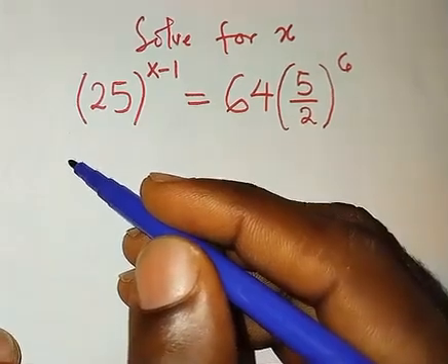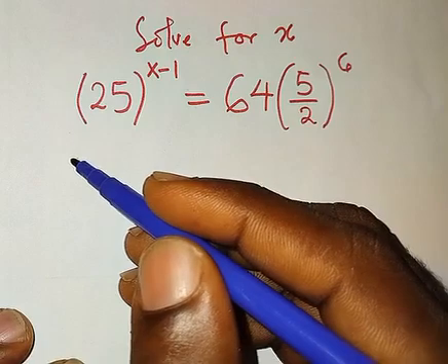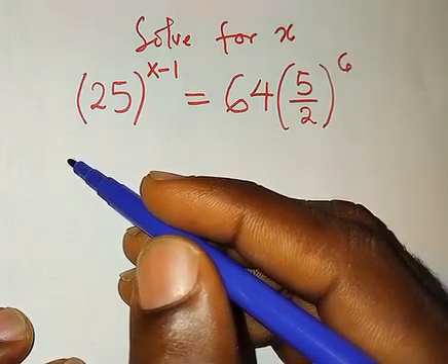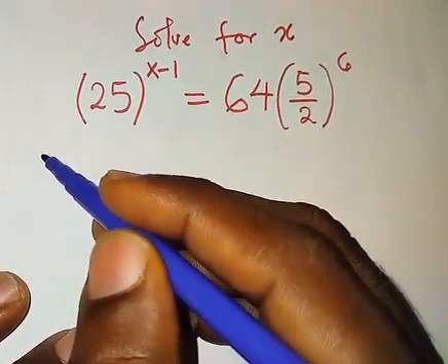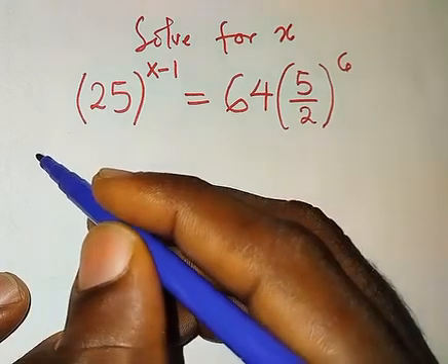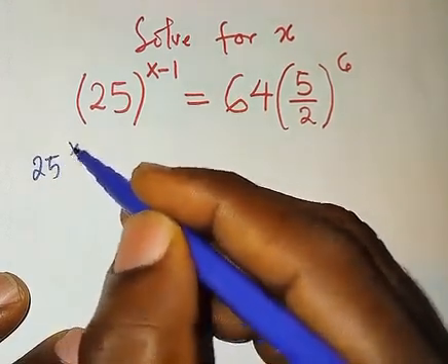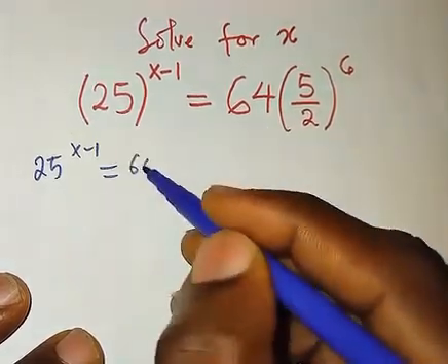Welcome. In today's tutorial, we are going to be solving for the value of x. So I have 25 to the power x minus 1 equals (5 over 2) to the power 6. This is an exponential equation. We're going to start this as having 25 to the power x minus 1 equals (5 over 2) to the power 6.